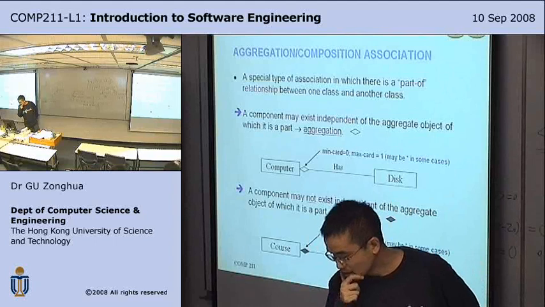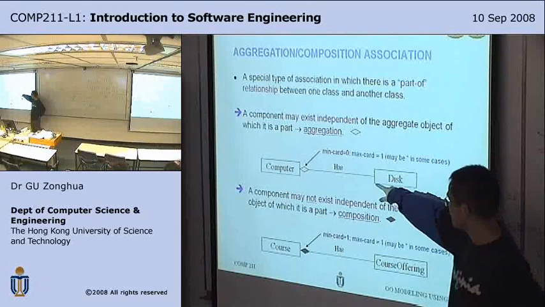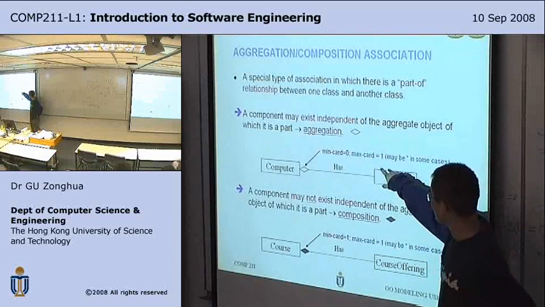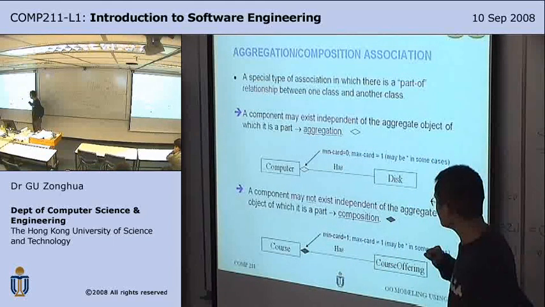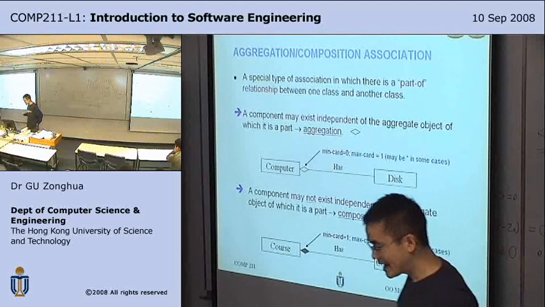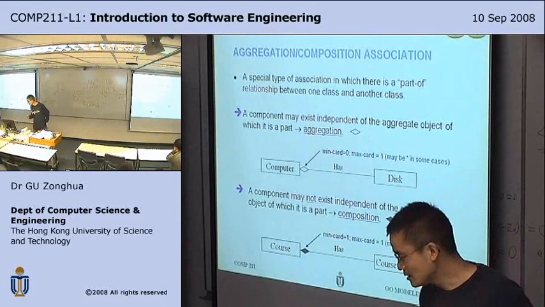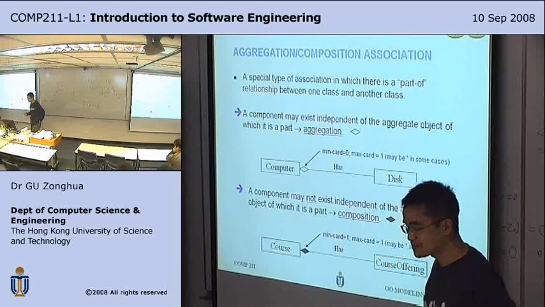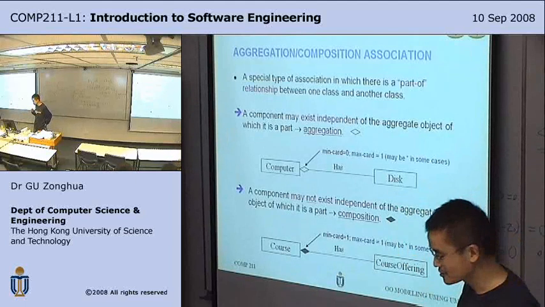So by drawing this circle with either a white or a black inside, you implicitly state this min card constraint. So it's a convention. The max card could be 1 or star, which means that a disk can belong to, well, for this case, a disk always belongs to one computer. But for some other cases, something may be owned or contained by multiple parents.